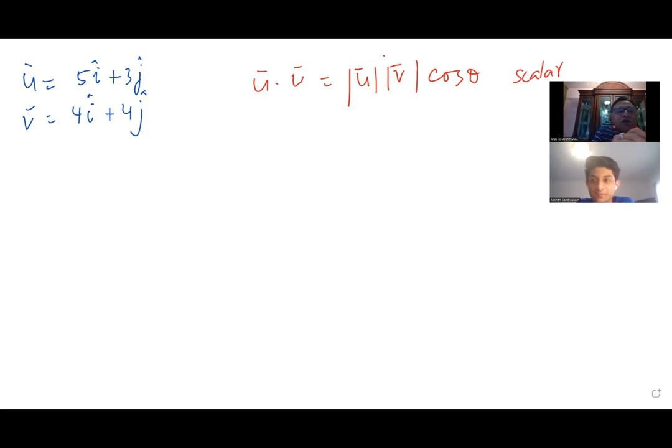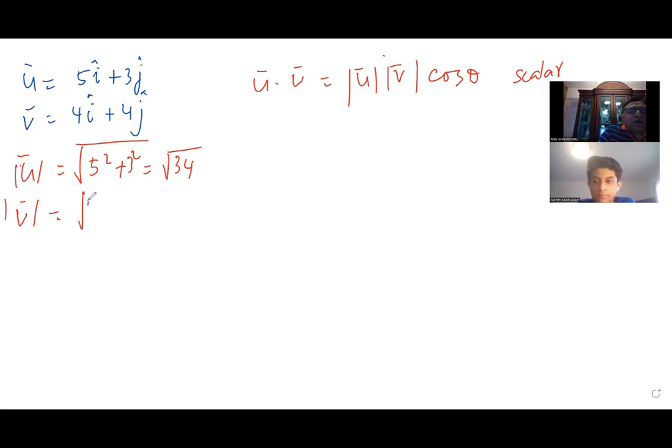Okay, great. Now, what is the magnitude of u? It would be the square root of 5 squared plus 3 squared, which is 25 plus 9, 34. So we'll write root 34 for now; we are not going to simplify this. For v it is 4 squared plus 4 squared, which is 16 plus 16, 32. Root 32. I know we could write 4 root 2, but anyway, these are the magnitudes.